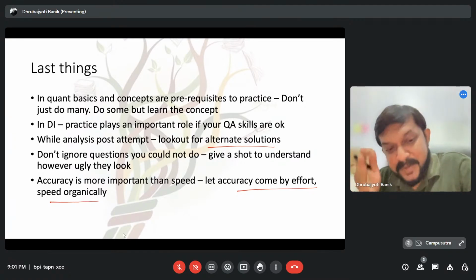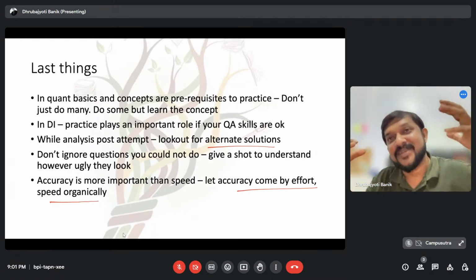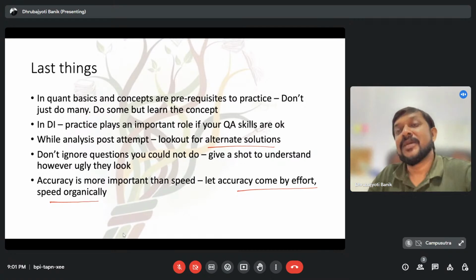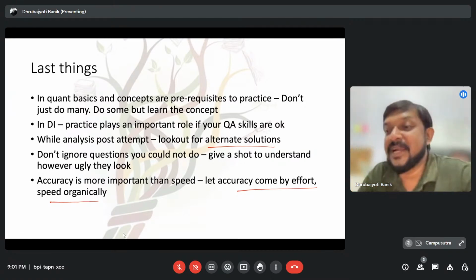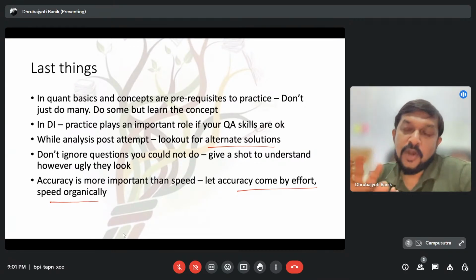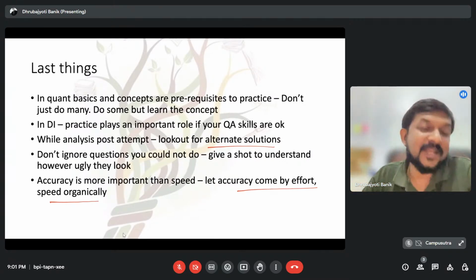But let speed come naturally. Don't try for speed, rather improve your concepts, improve your accuracy, ensure that whatever you are attempting is getting correct. Then your score will be good. Speed, trust me, will come organically closer to the exam.